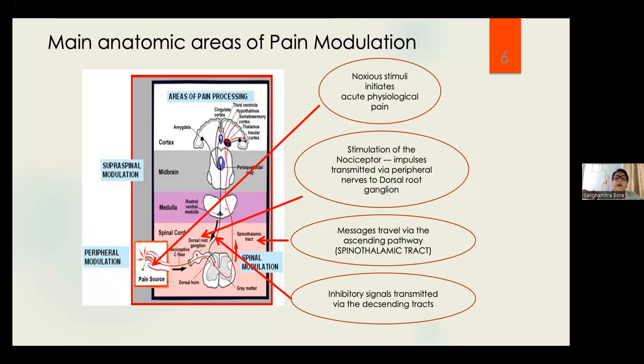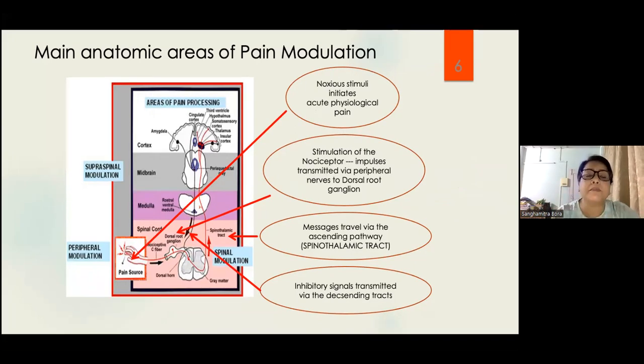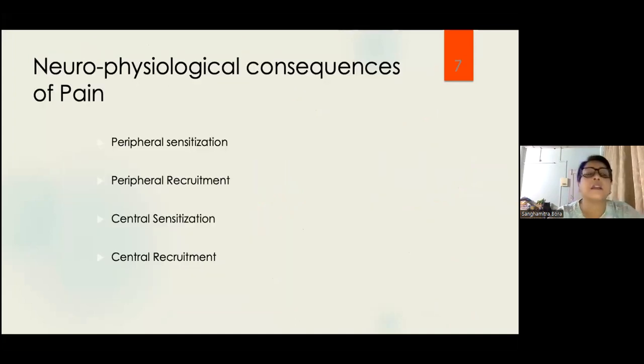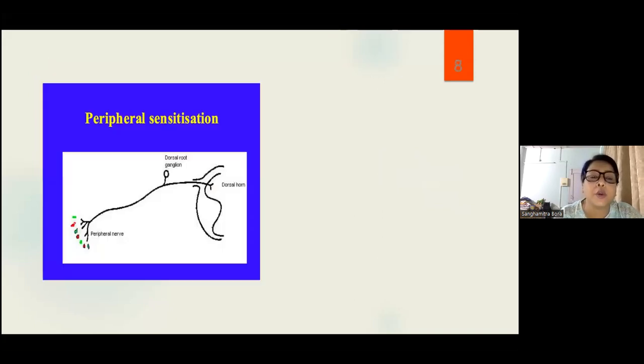I have tried to make it as simple as possible, just to understand how pain processing and pain modulation happen. There are certain neurophysiological consequences when a person goes through pain. These are peripheral sensitization, something called peripheral recruitment, and then central sensitization, which goes up to central recruitment. So let us see what peripheral sensitization is.